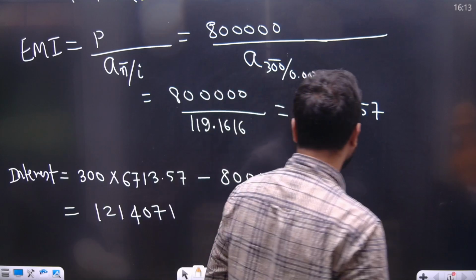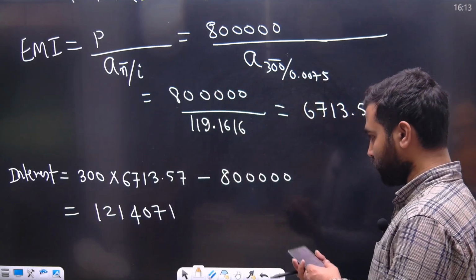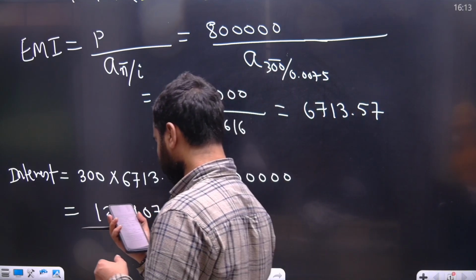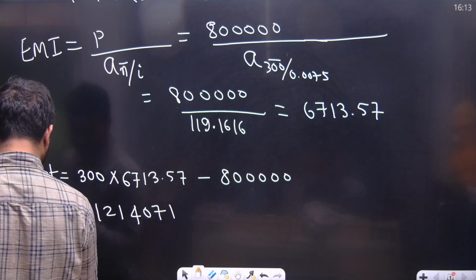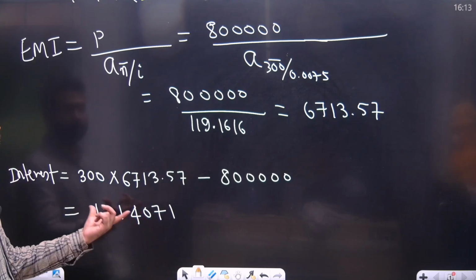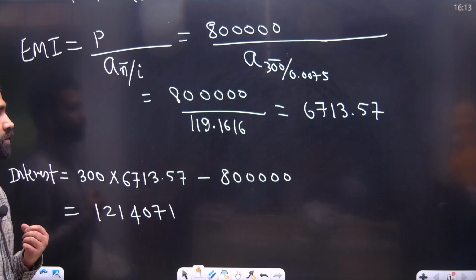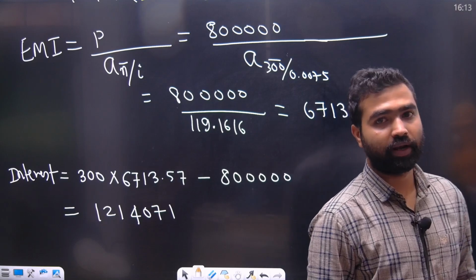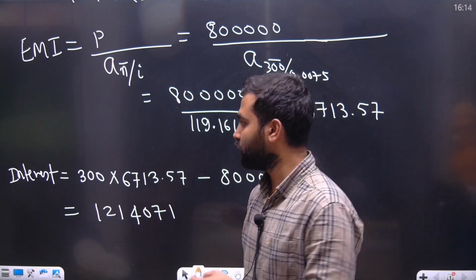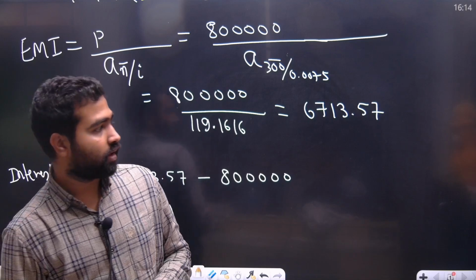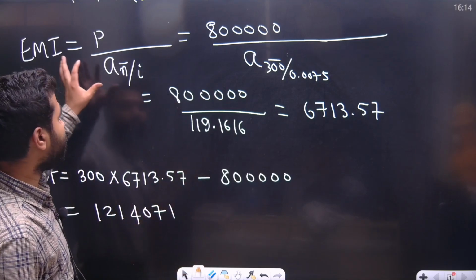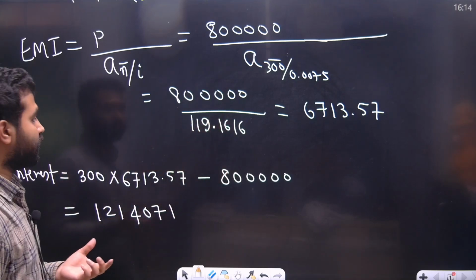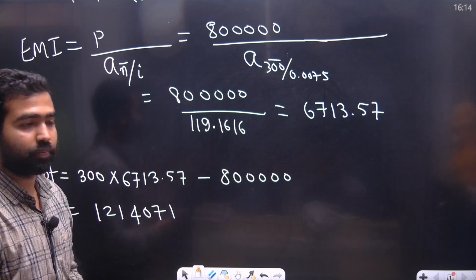Okay, is it clear? 12 lakh 14,071. This is the interest that he has to pay. These kinds of questions you will find in the topic EMI, in the flat rate method and reducing balance method, and this is the amortization of a loan. Here you first have to find the EMI, then find the total payment. Clear? I hope it is clear to you.